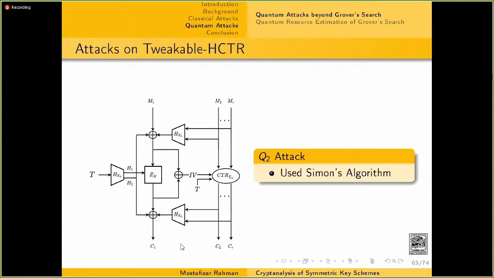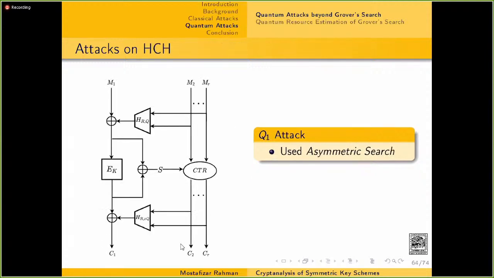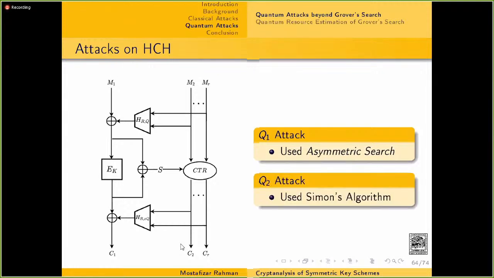And for the tweakable SCH here, we have used the Simon strategy to mount Q2 attacks. And for the SCH construction, we have used the asymmetric search strategy to mount the Q1 attack, and the Simon algorithm to mount the Q2 attack.